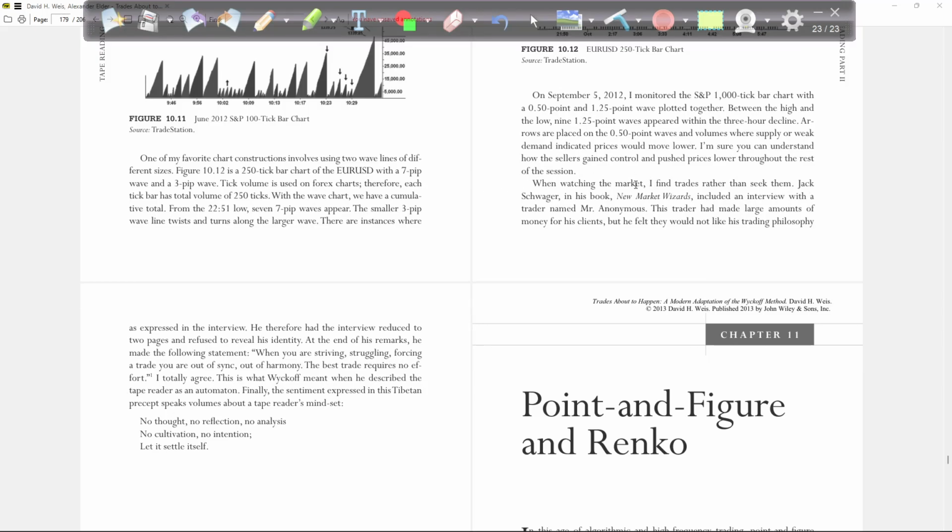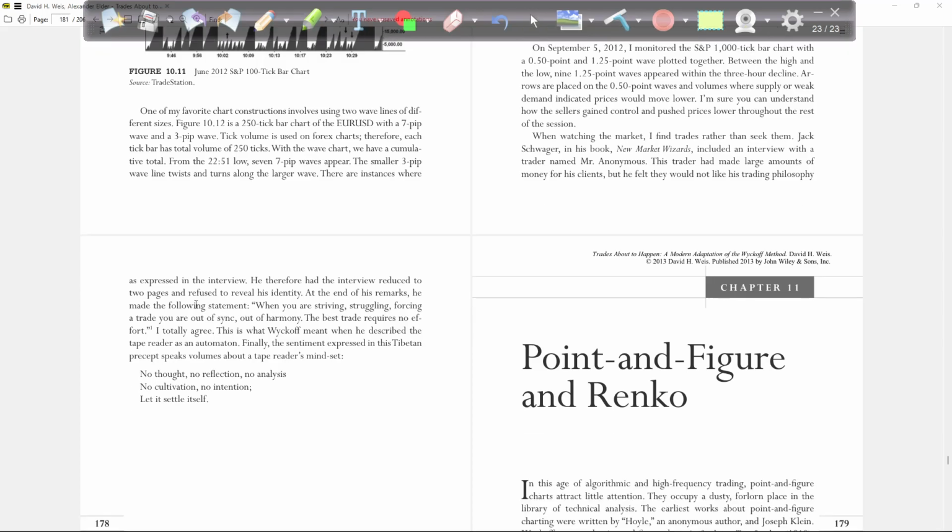When watching the market, I find trades rather than seek them. Jack Schwager, in his book New Market Wizards, included an interview with a trader named Mr. Anonymous. This trader had made large amounts of money for his clients, but he felt they would not like his trading philosophy as expressed in the interview. He therefore had the interview reduced to 2 pages and refused to reveal his identity.